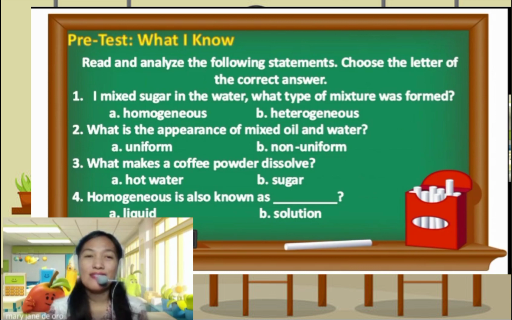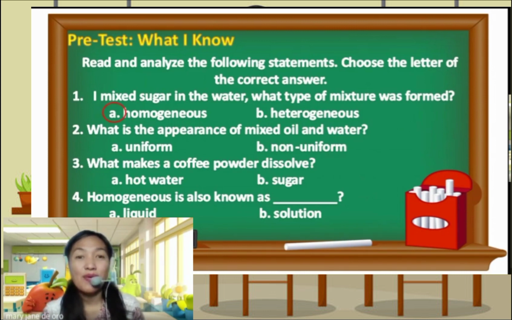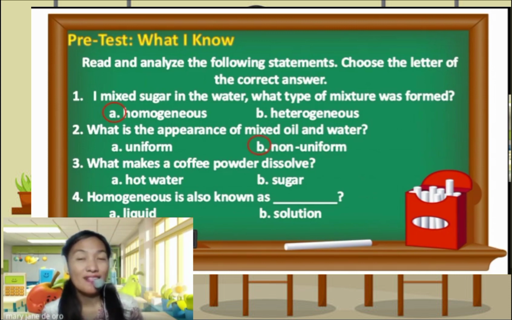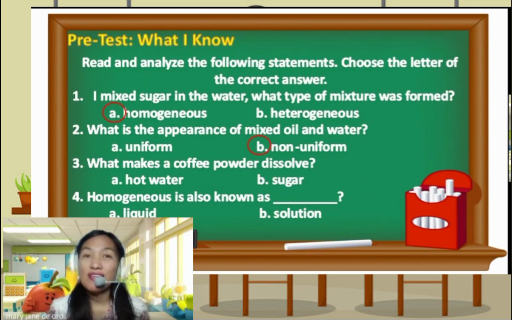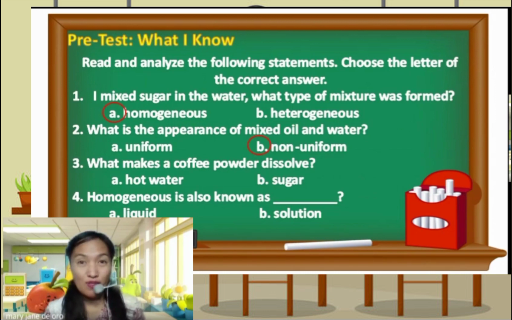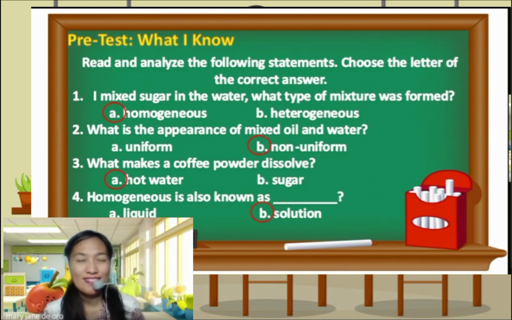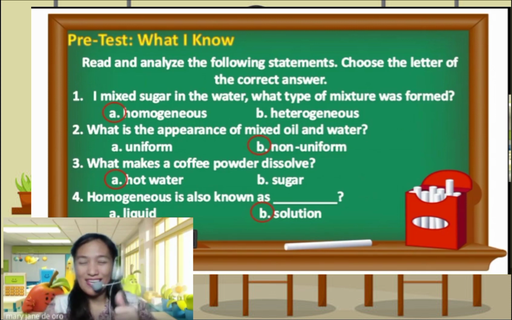For number 1, I mixed sugar in the water. What type of mixture was formed? The answer is homogeneous. 2. What is the appearance of mixed oil and water? And the answer is non-uniform. For number 3, what makes a coffee powder dissolve? The answer is hot water. And number 4, homogeneous is also known as solution. If you got 4 correct answers, very good.